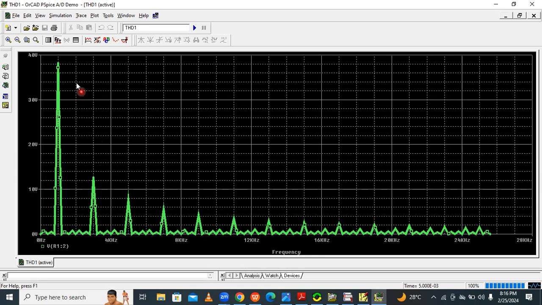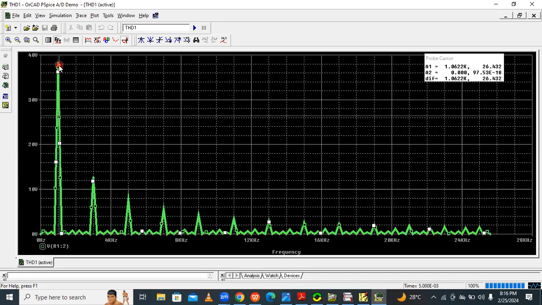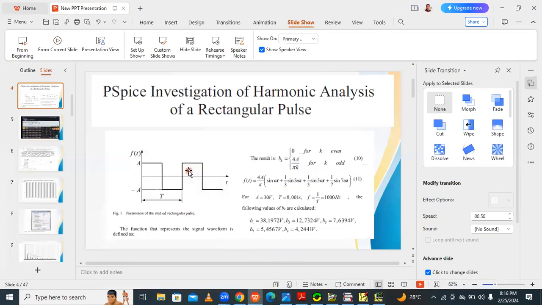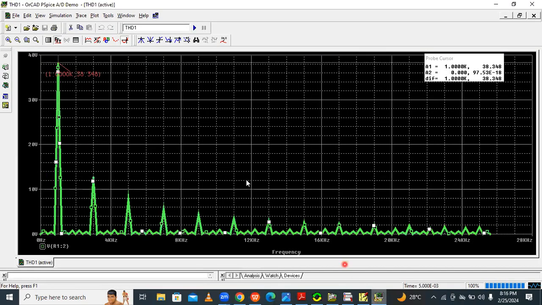In this harmonic spectrum, mark labels. Press this toggle cursor and mark label, and here mark a peak, and mark label like this, 38.348. It will be displayed as it is, whatever the values are here, 38.143. In the same way here also, the same theoretical and practical values are displayed, and then mark label.